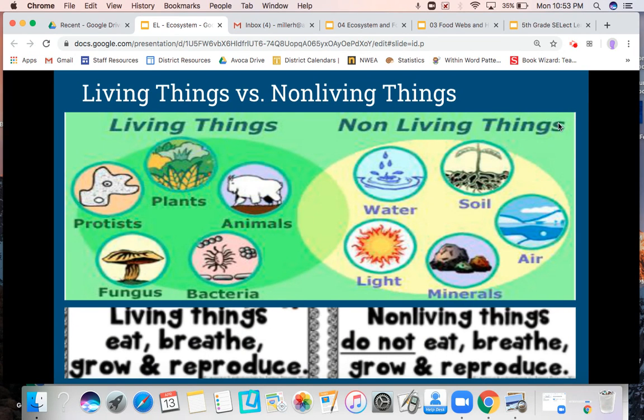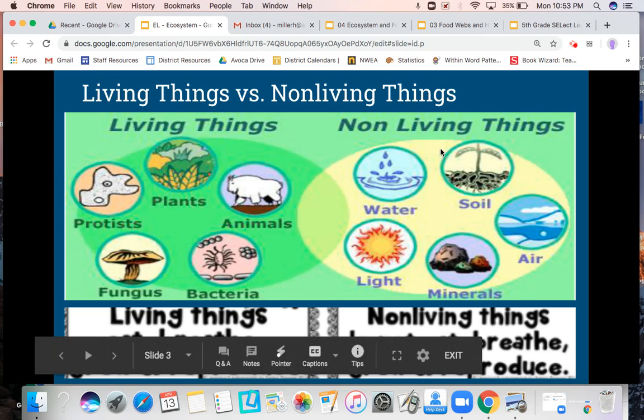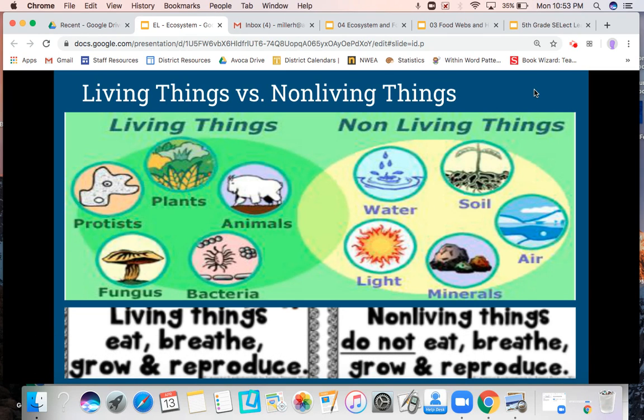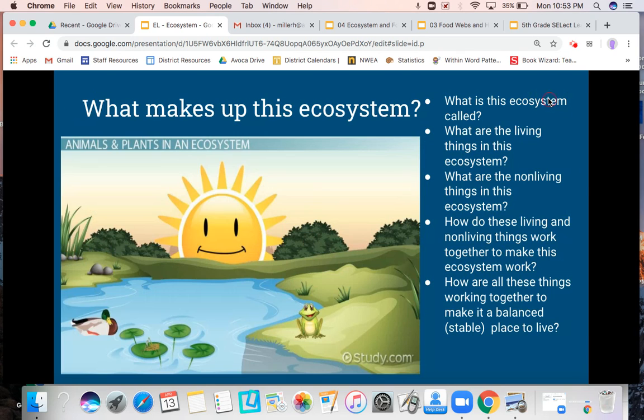Here are some pictures of some living things and some non-living things. Living things eat, breathe, grow, and reproduce. Some pictures are plants, animals, bacteria, and fungus. On the other hand, non-living things do not eat, breathe, grow, or reproduce. Some pictures of those are water, soil, air, minerals, and sunlight.